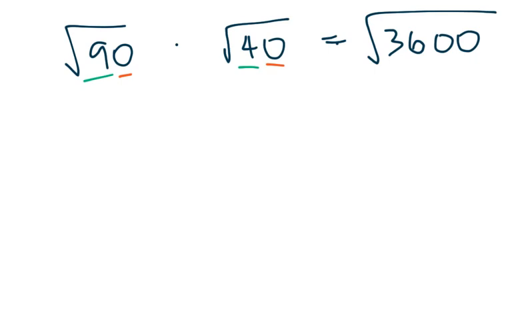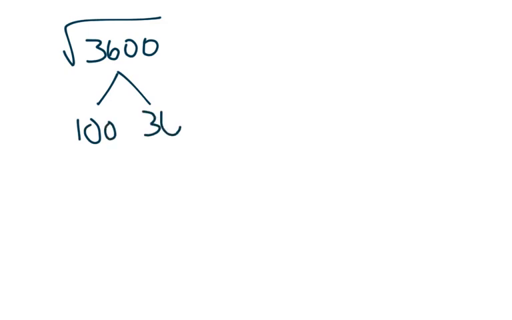So I'm really finding the square root of 3600. And I think I'm going to take 100 times 36. That seems easiest to me. 36 is actually a perfect square, so 6 times 6. And ironically, so is 100, 10 times 10. So I don't really need to go any further. I could stop here, and I'll do it both ways.